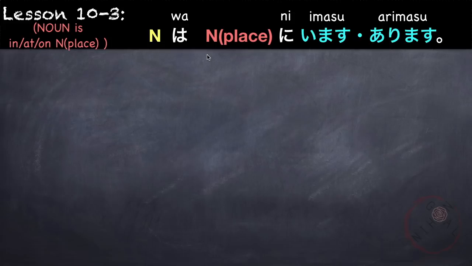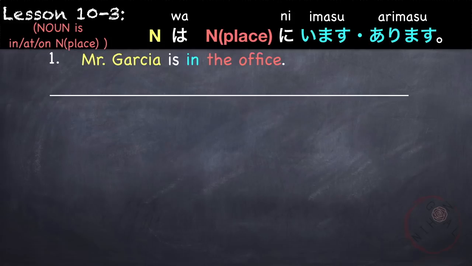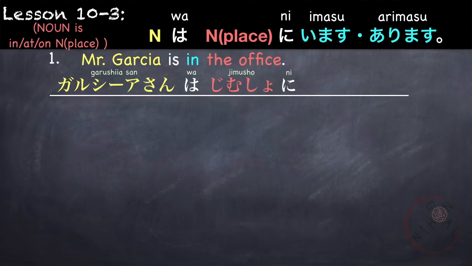For example, Mr. Garcia is in the office. Our noun, or our topic, is Mr. Garcia. Garcia-san wa, and then the office, jimusho ni imasu.